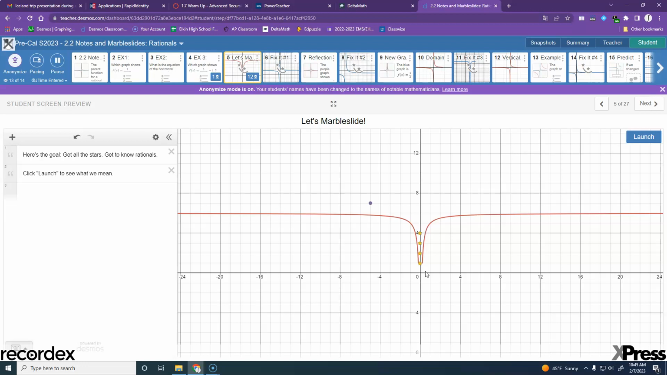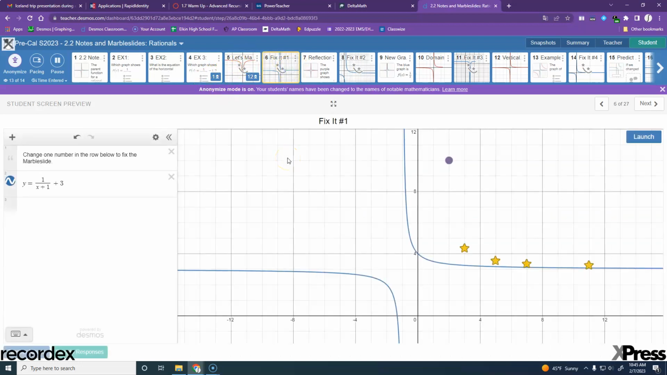So that's just an example right there. Go on to the next slide. So if I look at what I've got here, this is called Fix-It number 1. If I click the launch right now, this gets most of the stars, but it does not get all of the stars. So that is unsuccessful. We want to get all of the stars.